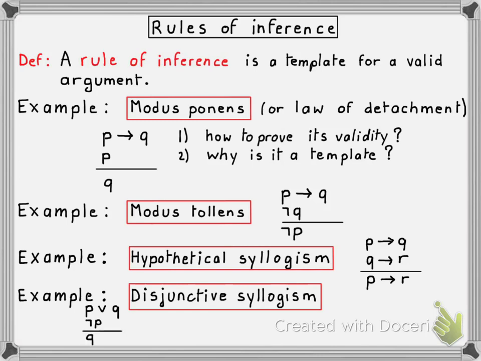Now intuitively, it makes sense that if either P or Q or both are true, but you know that P is false, then it must be the case that Q is true. I will let you prove the validity of this inference rule using truth tables. But this concludes our first segment on the introduction to rules of inference.